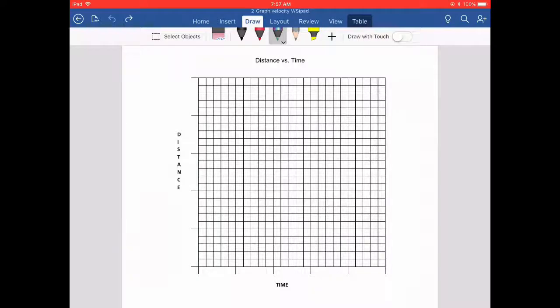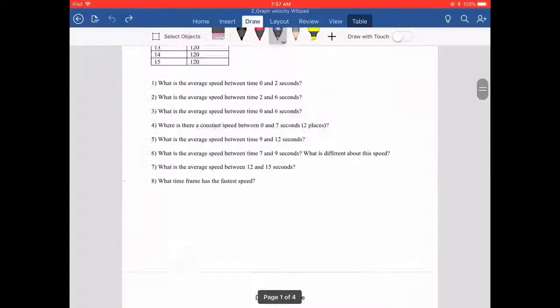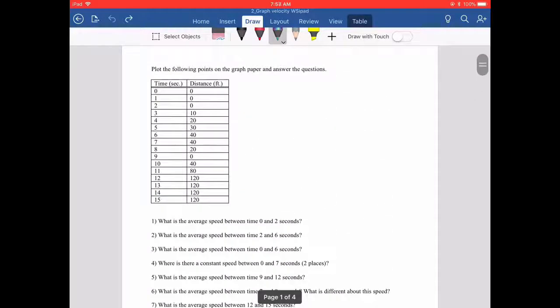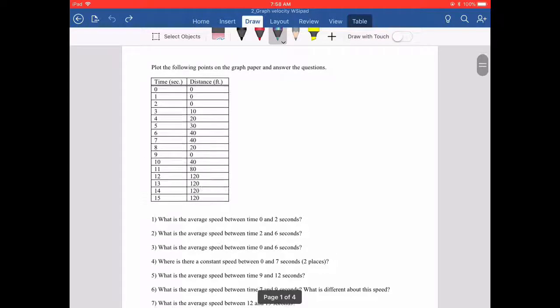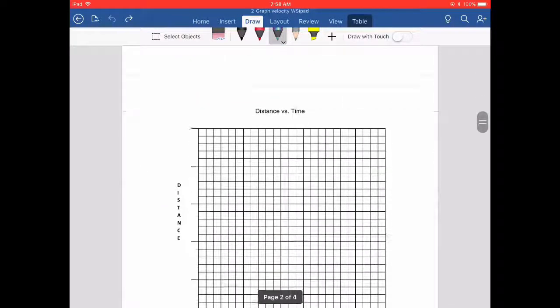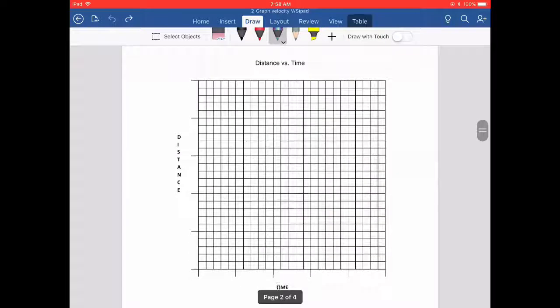Graphing of average and constant speed. We're now going to take the data we had just looked at up here and did some calculations. We're going to graph this data. Hopefully you've taken my recommendation to separate the papers and draw this data on the back of the other sheet so you can have the data in front of you as you're graphing.